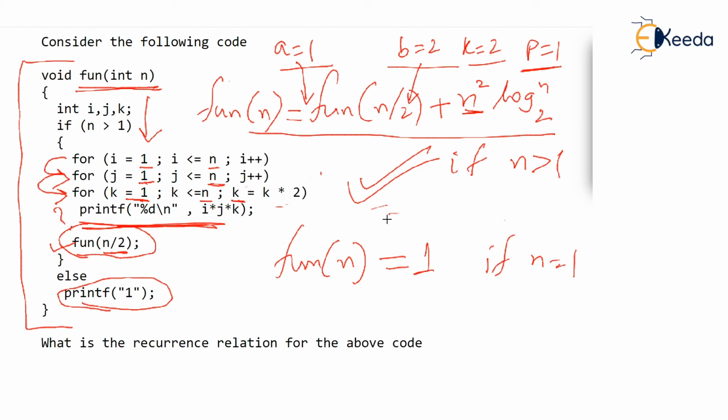So quite a lot of examples we saw, and we saw from where these recurrence relations appear. First of all, they appear due to recursive functions, and then once you get them, you can easily solve them using Master's theorem. Thank you very much.